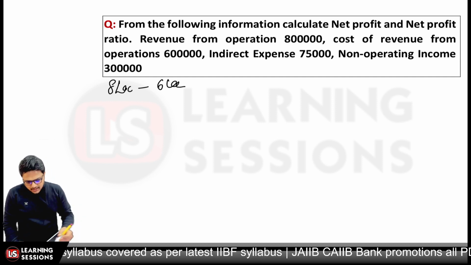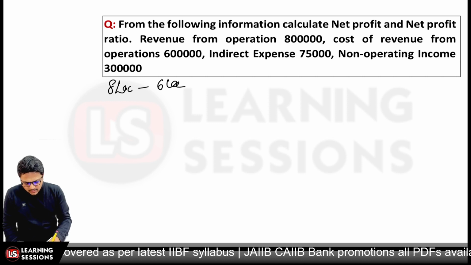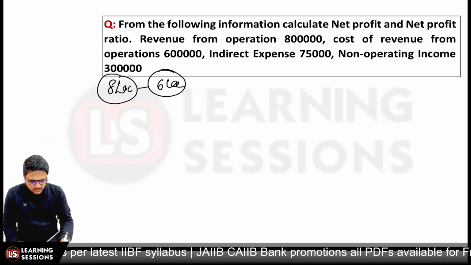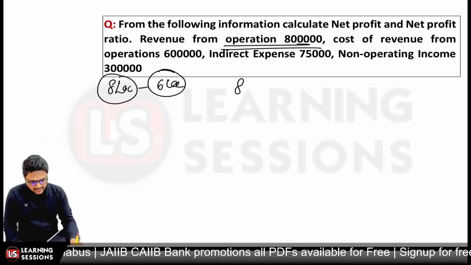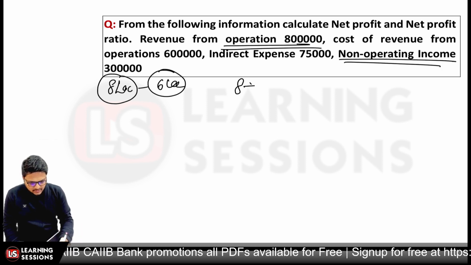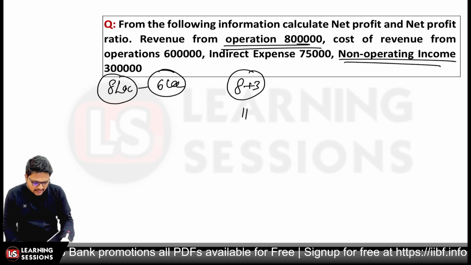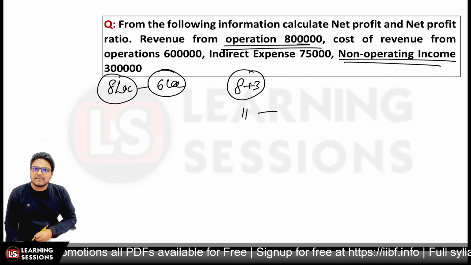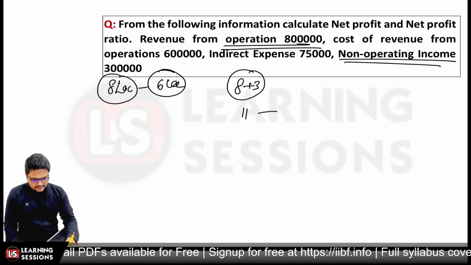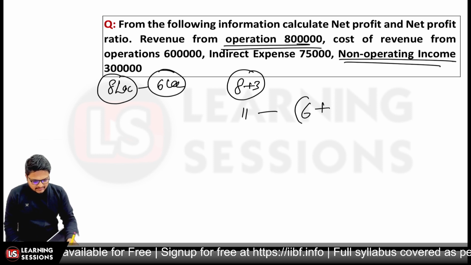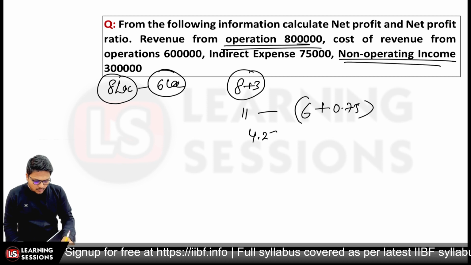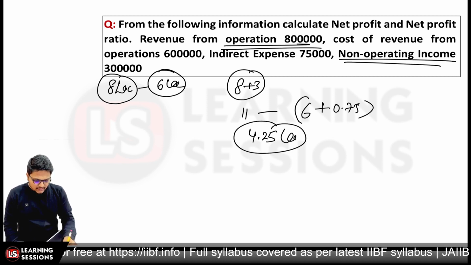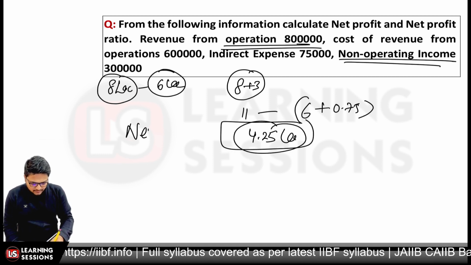So accordingly, let's apply the formula. What was our total income? The total revenue is 8 lakh from operations, and non-operating income is 3 lakh. So our total revenue is 11 lakh. And our total expenses are the cost of revenue 6 lakh and 75,000 related to indirect expenses. So it will be 4.25 lakh. That is your net profit.